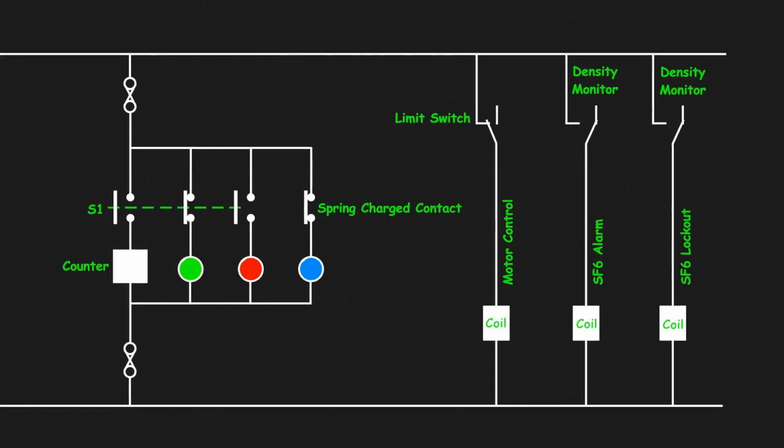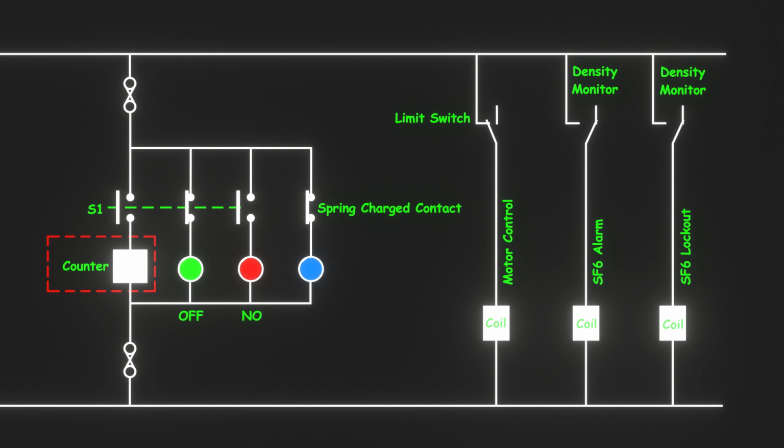In the control circuit, there's a counter that connects through a normally open contact, also called an NO contact, of the main auxiliary switch. When the circuit breaker turns on, this NO contact closes and the counter increments by 1. This way, we can keep track of how many closing operations the breaker has completed.